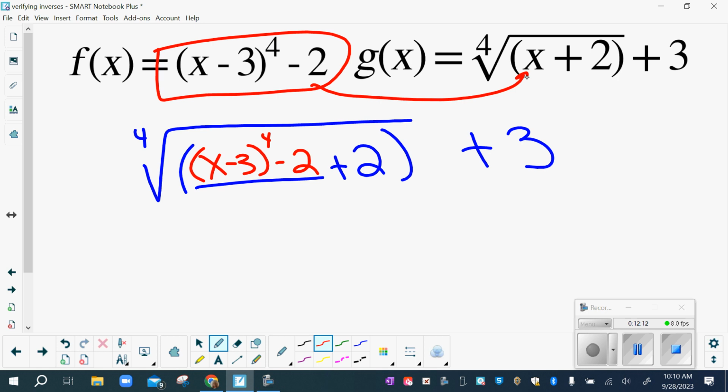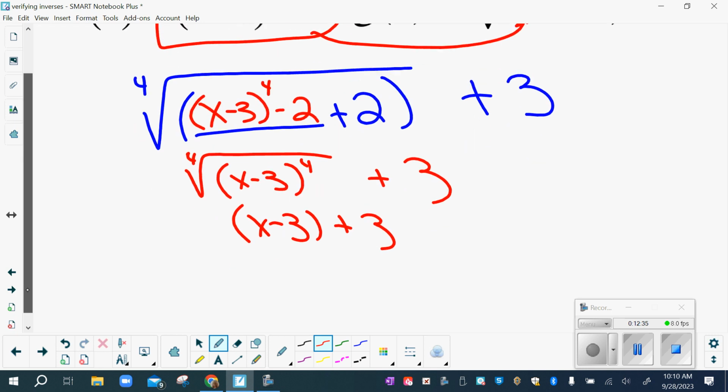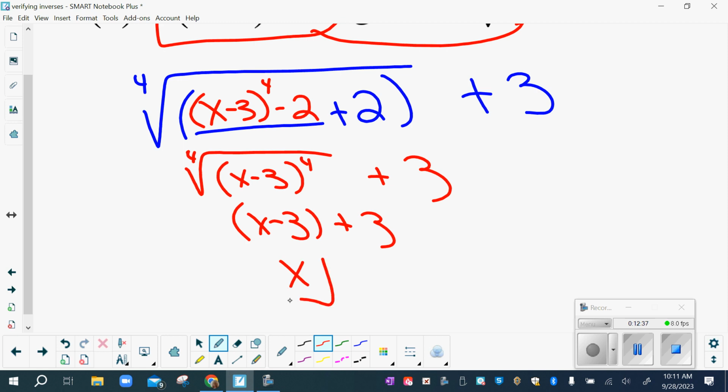You would say, I plugged it in, and they're like, okay. And then you would say, oh, the 2's went away. And they'd be like, oh, okay, I got that. And then you would say, oh, the 4 and the root canceled out. And you'd be like, oh, okay, I got that. And then you would say, and then the 3's canceled out. So what you're actually doing is talking someone through it. That's what a proof is. That's what verifying is: you're just talking someone through it.